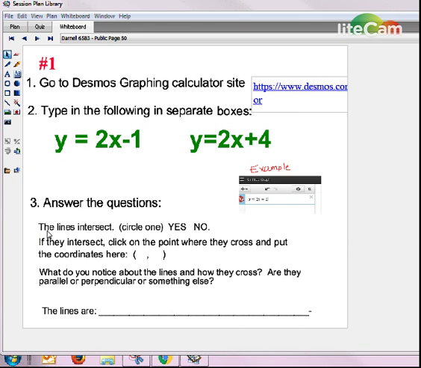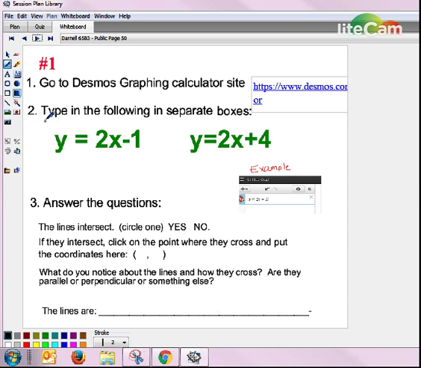The first thing says, the lines intersect. Circle one, yes or no. Well, my lines did not. So I'm just going to circle no. They did not intersect. If they intersect, click on the point where they cross and put the coordinates there. Mine didn't, so I'm just going to cross that out.